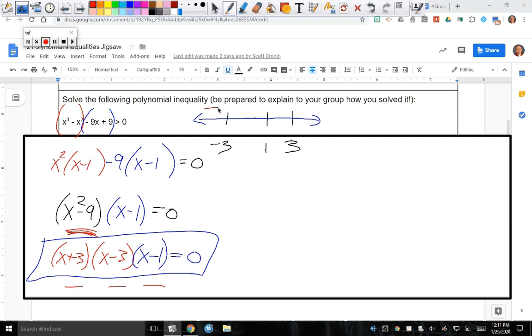If I plug in 0, I have positive, negative, negative. What's my product? Positive. Plug in 2, I have positive, negative, positive. So I have negative. And the last one, what do I have? Positive, positive, positive. And again, a shortcut, you can see that it was a positive leading coefficient, so it's going to go up as you go to the right. Okay. All right. What are my answers for this one? In interval notation.